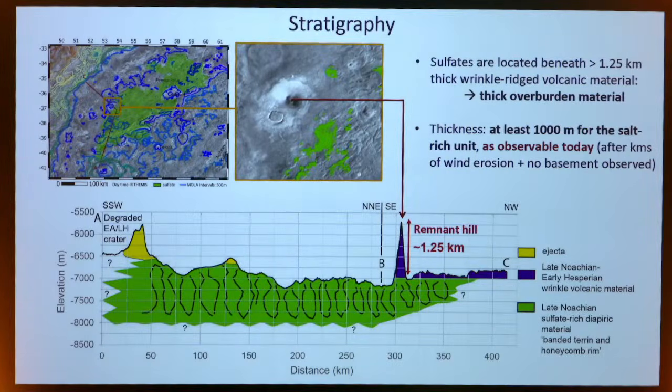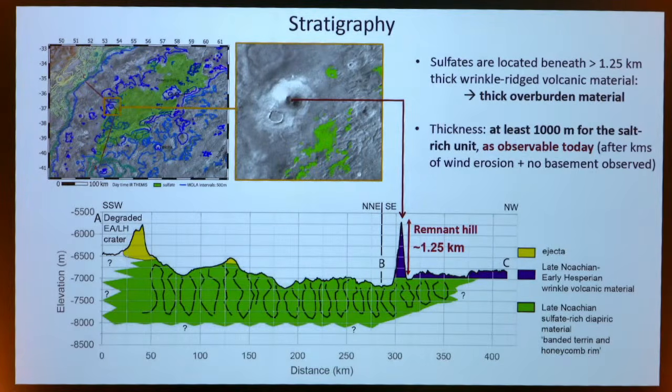We've made a cross-section of these salt deposits over the banded terrains, assuming that we can state that the banded terrains and the honeycomb terrains are salt-rich. And so, as you can see, the central image in orange outline has this butte, and it looks like a small butte, but it's not a small butte. This is a 1.25 kilometer high butte, which is probably a remnant hill, which tells you a story of intense erosion that has probably removed over a kilometer of material, which, per previous study, is overburden material which has been removed.